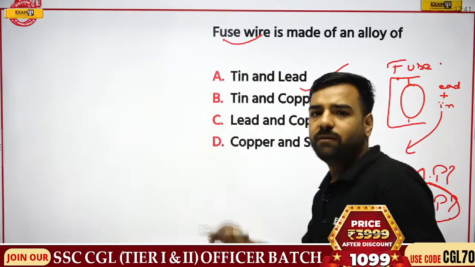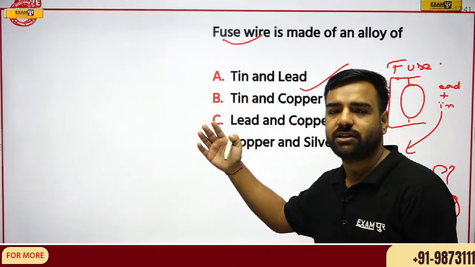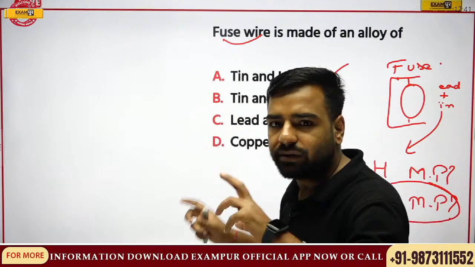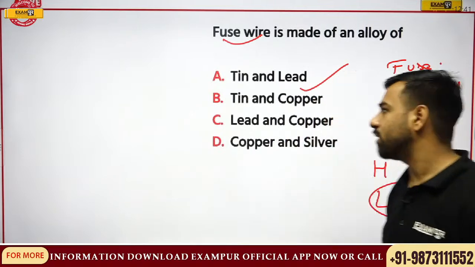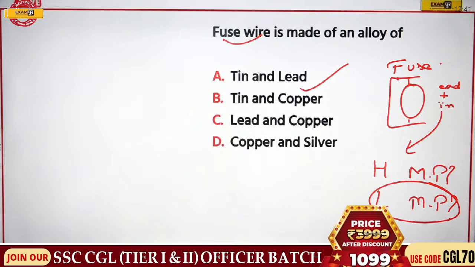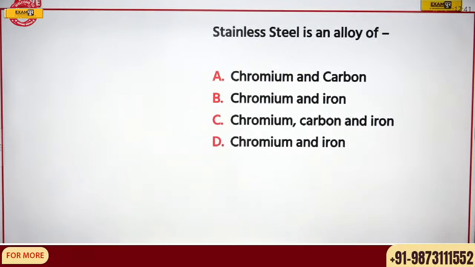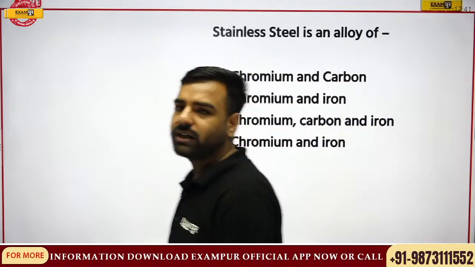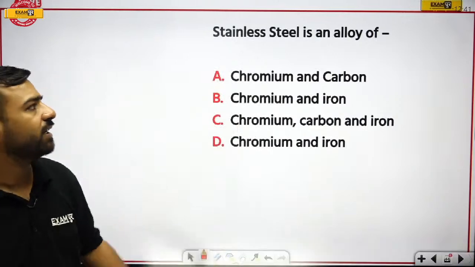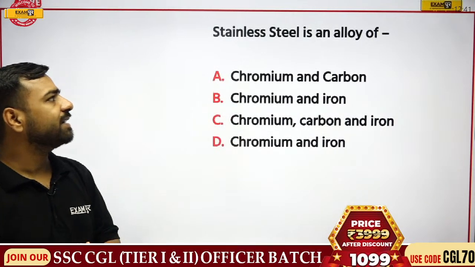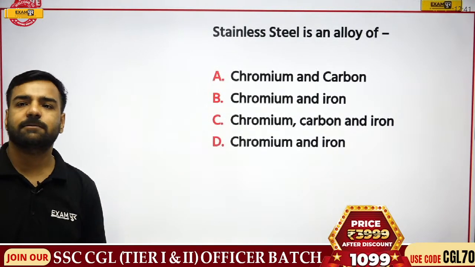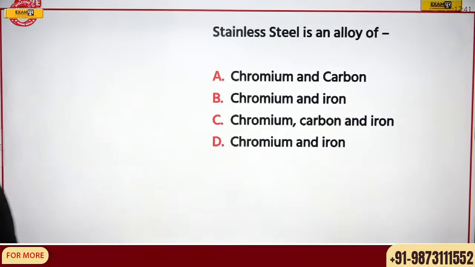We'll discuss it again when we have the physics session, that is the mixed question session. But right now, please try to understand this part. Okay, so yes, we were talking about fuse wire, which is made up of lead and tin. Next, stainless steel is an alloy of what? Now we have a trick again. Stainless steel is an alloy of what? So answer please.